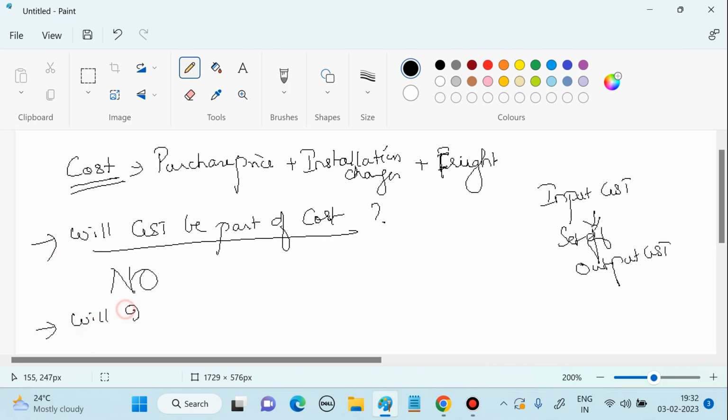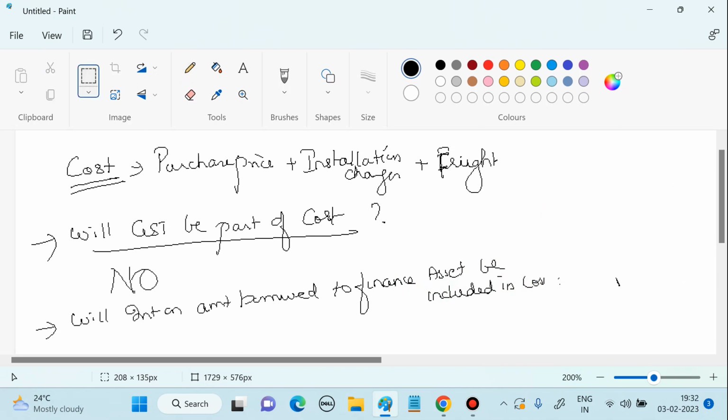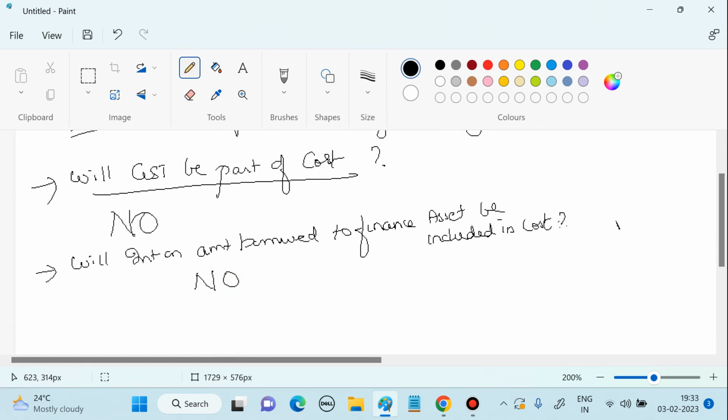Next question. Will the interest on amount borrowed to finance an asset be included in the cost? What do you think? It is no. It is a finance cost. It should not be included in the cost of an asset. Got it?